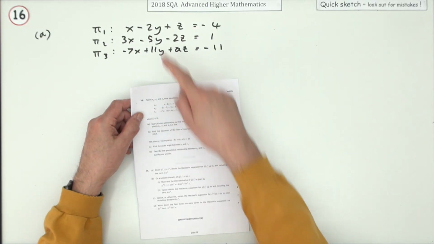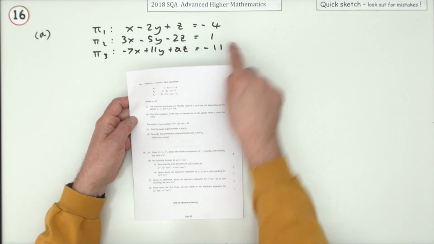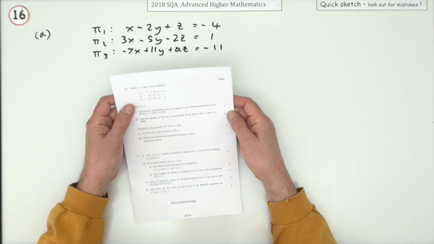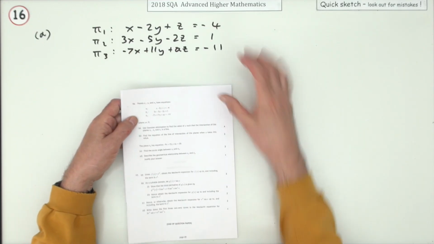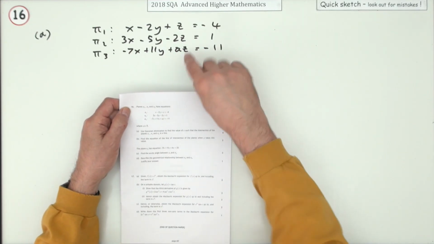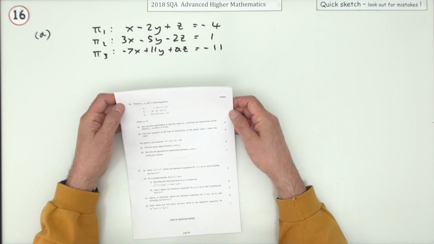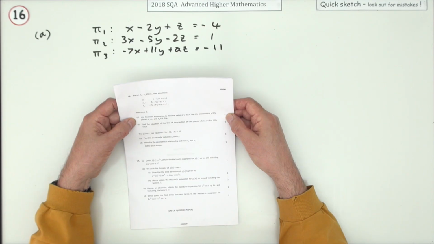Number 16 then from the 2018 Advanced Higher Maths, a 10-mark question. Gaussian elimination is what you spot first of all, but it's actually all about planes, because that gives you the geometrical interpretation of the types of results you get when you apply Gaussian elimination to the solution of a system of equations. But anyway, first 4 marks for part A.